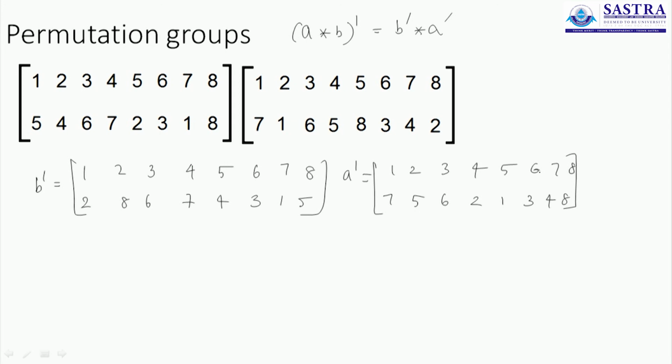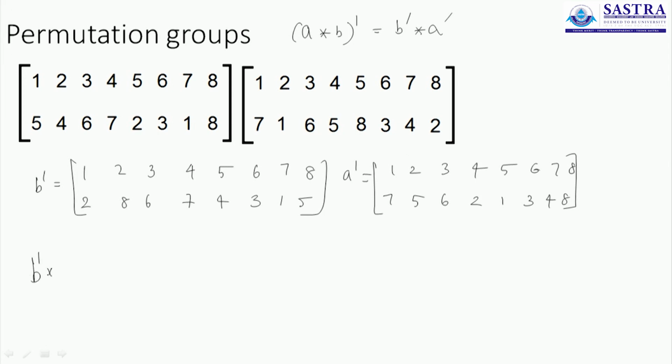We will just do a small check. 1 to 5, 5 to 1, 2 to 4, 4 to 2, 3 to 6, 6 to 3, 4 to 7, 7 to 4, 5 to 2, 2 to 5, 6 to 3, 3 to 6, 7 to 1, 1 to 7, 8 is everywhere. Alright. Now here 1 to 7, 7 to 1, 2 to 1, 1 to 2, 3 to 6, 6 to 3, 4 to 5, 5 to 4, 5 to 8, 8 to 5, 6 to 3, 3 to 6, 7 to 4, 4 to 7, 8 to 2, 2 to 8. So we have B dash correctly, we have A dash correctly.